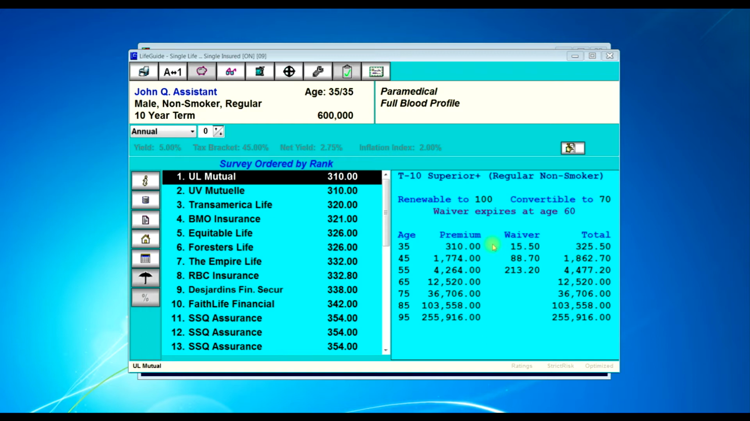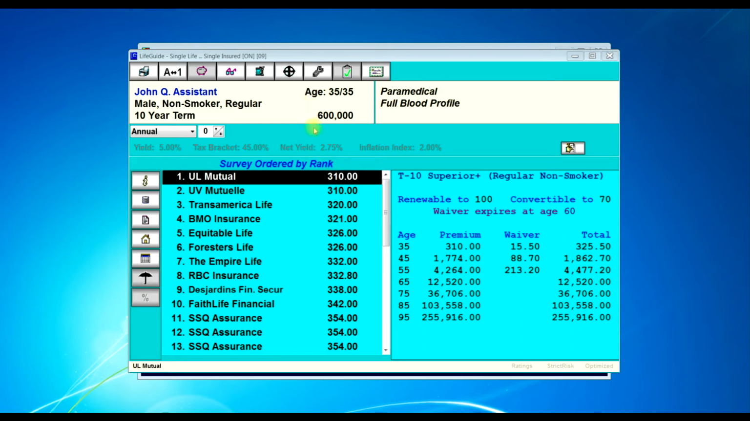So let's proceed. In life insurance lingo, a rating refers to a surcharge on life insurance premiums by the underwriter's assessment for people who may not qualify for standard rates. Ratings can be applied in several forms. So in order to look at that, here we have a quotation in LifeGuide for a male non-smoker, regular or standard, 10-year term for $600,000, and we're looking at the rates here. So we see UL Mutual in this case being in number one position at 310, and so forth.